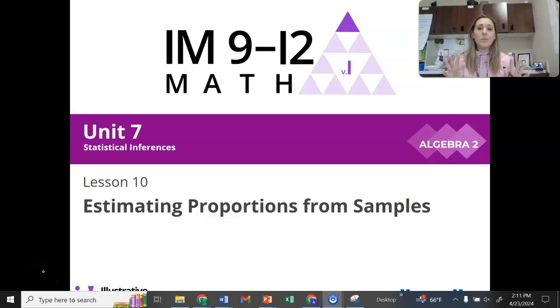All right, Algebra 2, we are going to start Unit 7, Lesson 10 today. So we're going to start estimating proportions from samples.